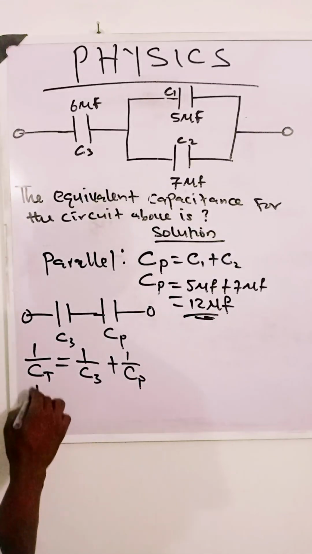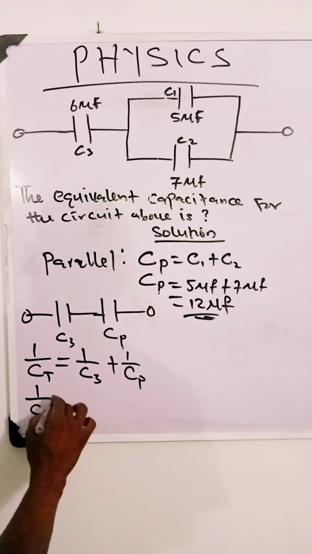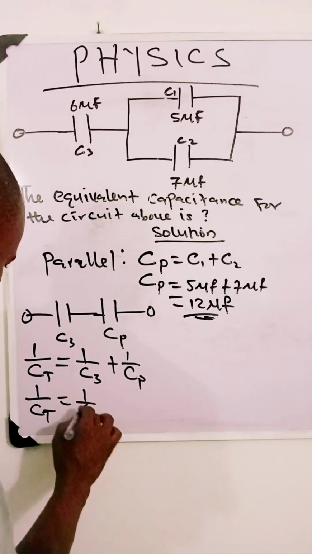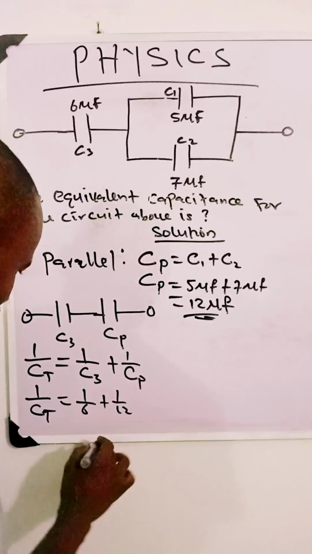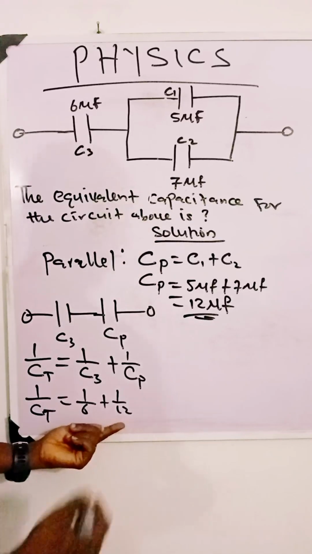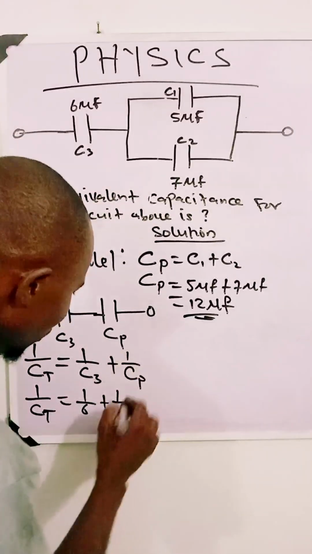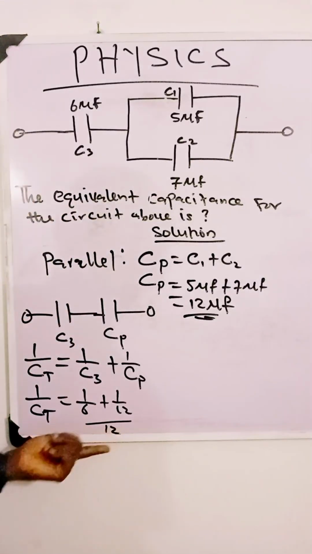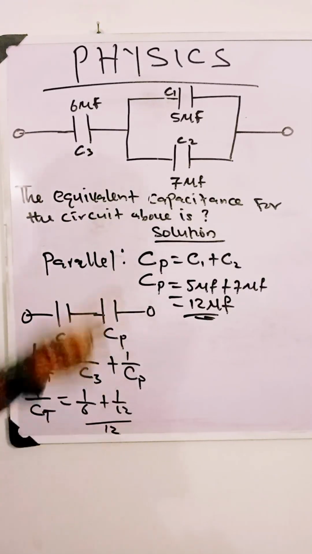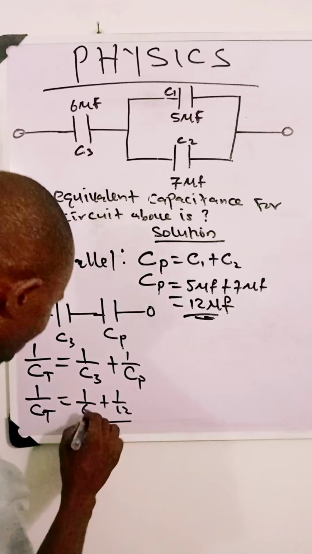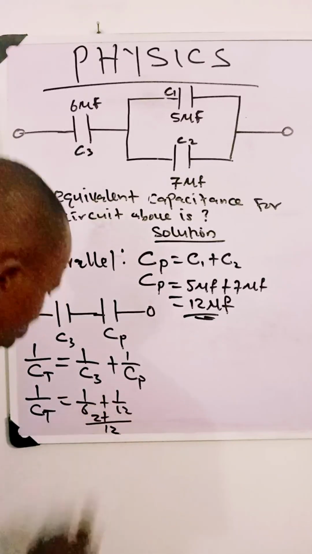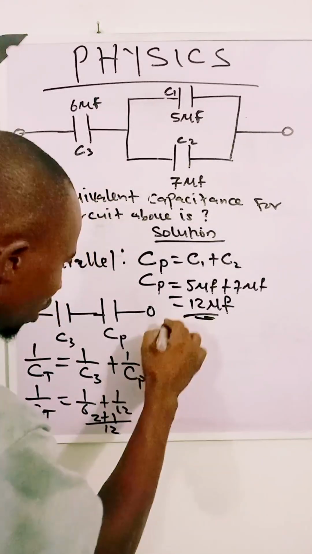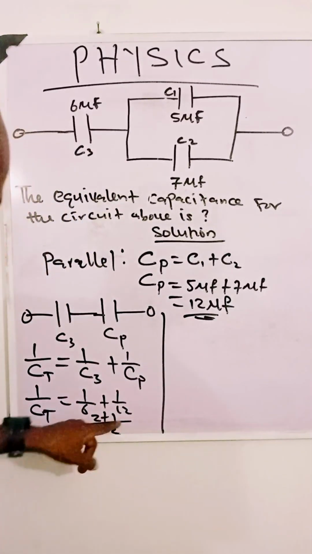All right, so I have 1 over C total equal to, my C3 is 6, so 1 over 6 plus 1 over 12. Just a simple fraction I'm going to perform here. I will look for the LCM, which is 12. So 6 into 12, 2 times; 2 times 1, I'm going to have 2, plus, bring your plus down, 12 into 12, 1; 1 times 1 is 1. So what I'm going to have is 2 plus 1 is 3.